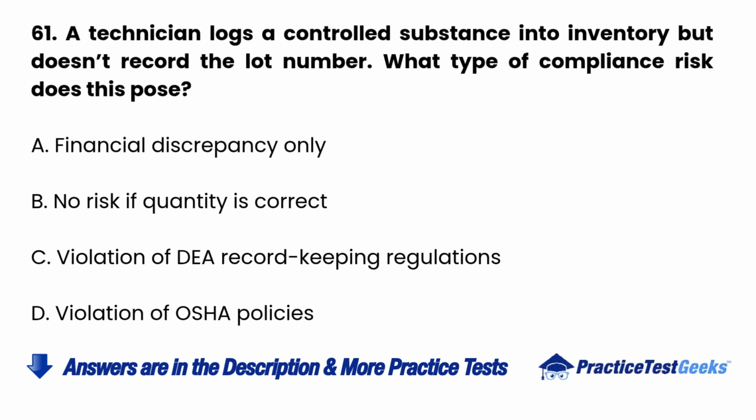61. A technician logs a controlled substance into inventory but doesn't record the lot number. What type of compliance risk does this pose? A. Financial discrepancy only. B. No risk if quantity is correct. C. Violation of DEA record-keeping regulations. D. Violation of OSHA policies.